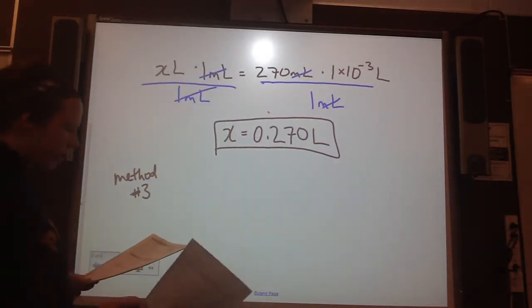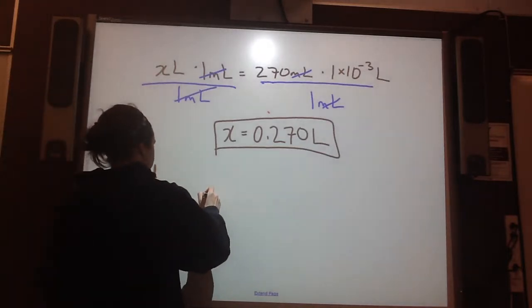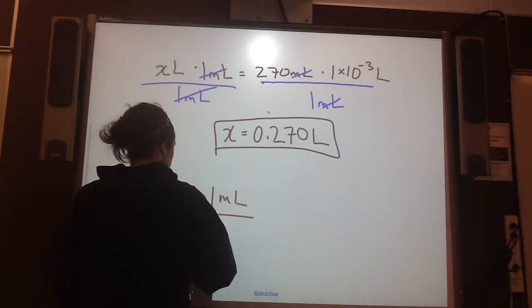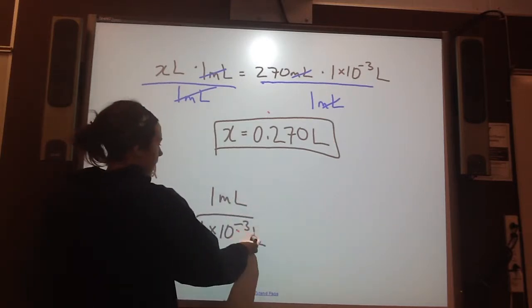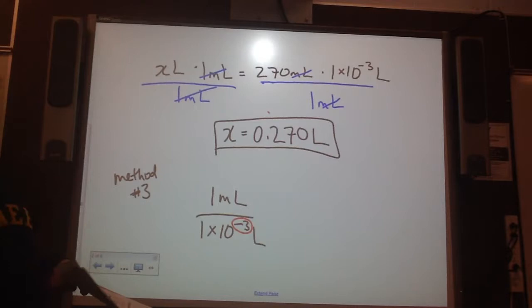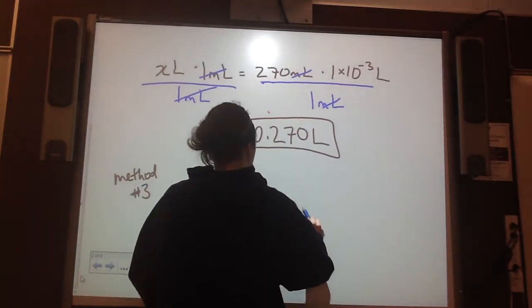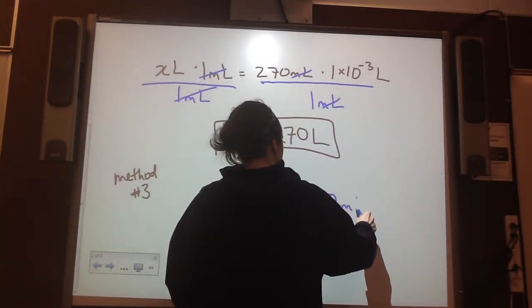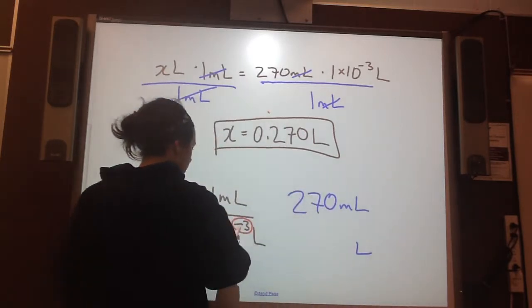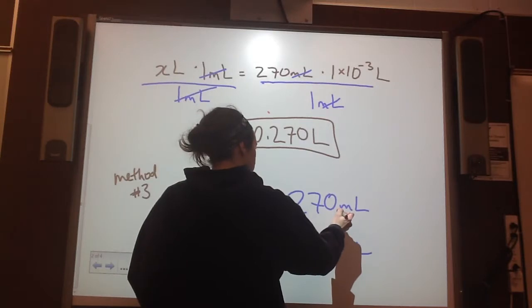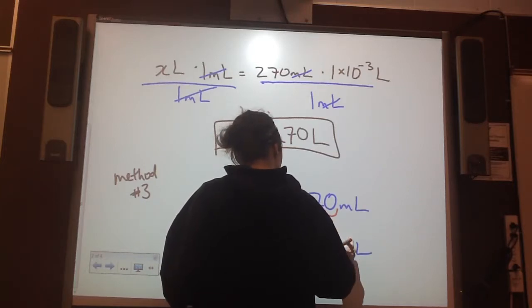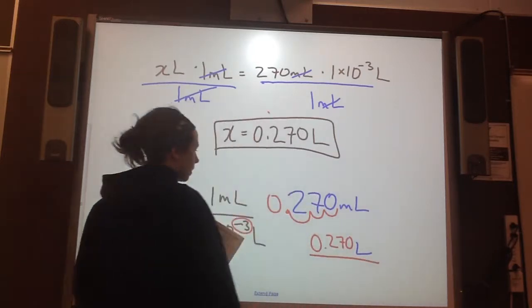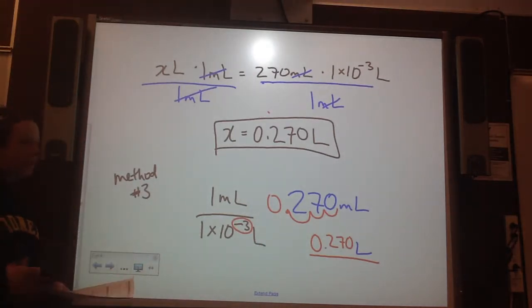So if you just simply look, you know that for every 1 milliliter, there is 1 times 10 to the -3 liters. This is saying move the decimal place back 3 spots to make a smaller value. So if I start with 270 milliliters and I want to make liters, I move my decimal place back 3 spots. So 1, 2, 3. So now I have 0.270 liters. In each method, I get the same answer.